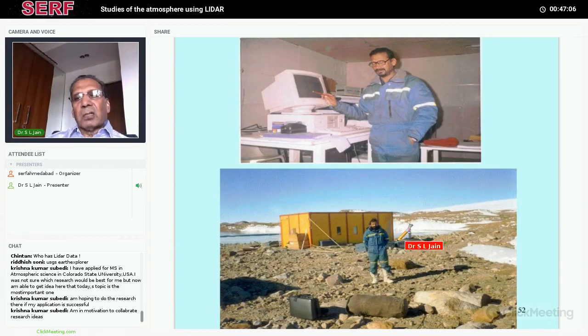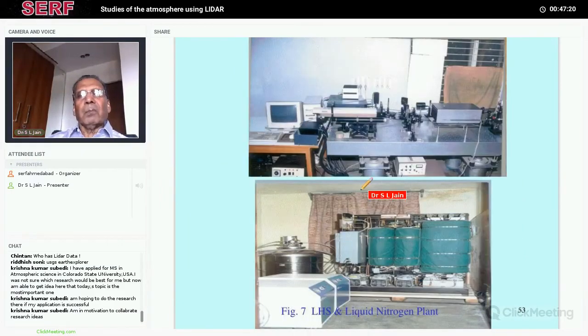A heliostat is here to track the sun, and there is a window where the sunlight goes inside from here, and it tracks all day, so you get the sunlight all day in the summer time. In winter there is no possibility of taking observations because there is no sun. So this is the system at NPL. And then we installed a liquid nitrogen plant also over Antarctica, because to cool our detector you need liquid nitrogen. So we have installed a liquid nitrogen plant also over there.